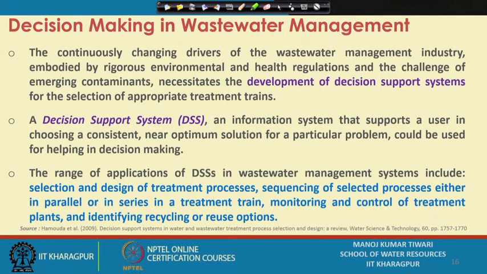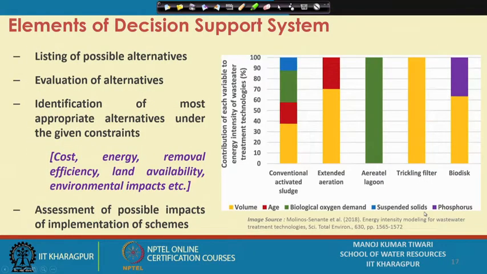Okay. So, this includes the selection and design of the treatment processes. This includes sequencing of the selected processes either in parallel or in series in a treatment plant. So, if you are, let us say, going for two options, how you are going to sequence them, whether you sequence them in series, first with that and then with that, or in parallel. Okay. Then monitoring and control of the treatment plant and identifying the recycling or reuse option is also one of the goals of these decision support systems.